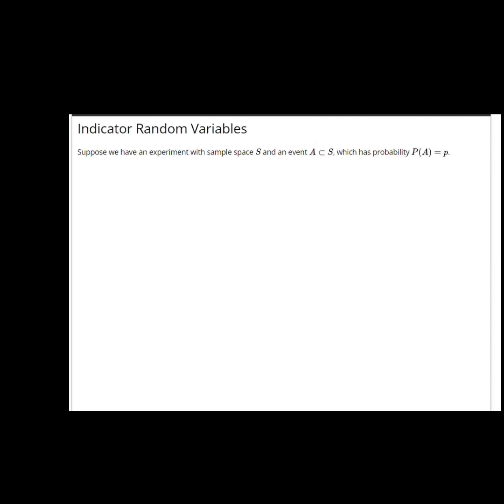Indicator random variables. Suppose we have an experiment with a sample space S and some event A, an event is a subset of the sample space, which has probability P of A equals p. An indicator random variable is a random variable which takes only two possible values, 0 or 1. X is equal to 1 if A occurs, 0 if A does not occur.